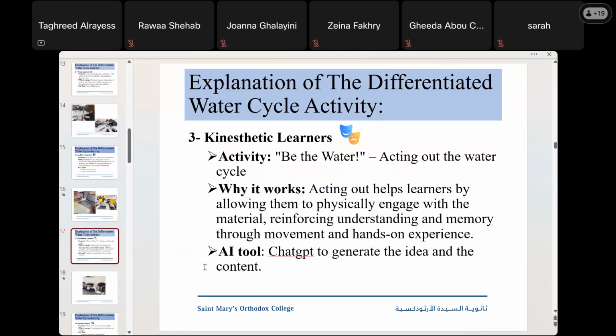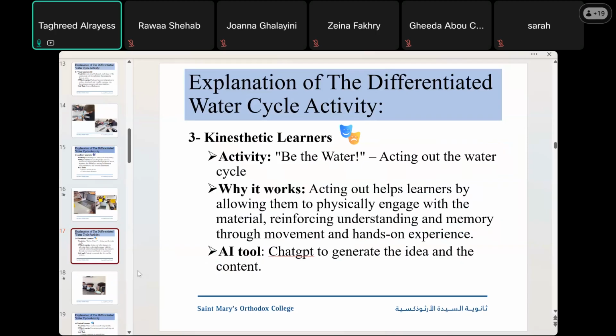For our kinesthetic learners, we introduced a movement-based activity called Be the Water. In this activity, each learner became a water droplet and acted out the journey through the water cycle. So they start in the ocean, they stretched upwards for evaporation, they clustered and shivered for condensation, they gently fell like rain for precipitation, and moved to a corner of the room for collection. Of course, it was so engaging, and they understood it better because it's through movement.